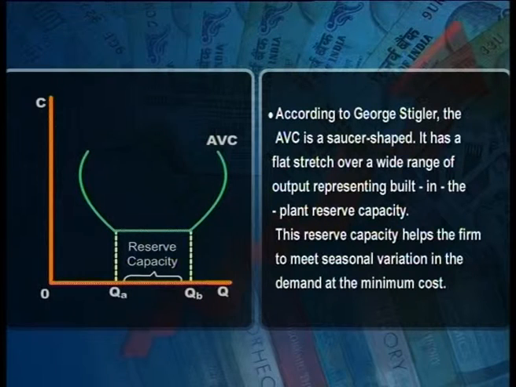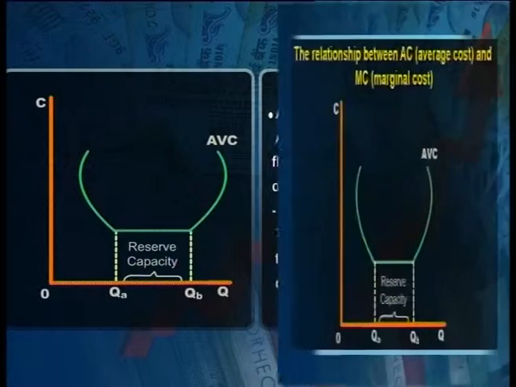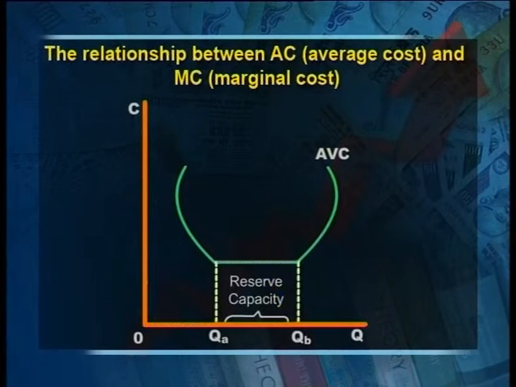According to George Stigler, the average variable cost curve is a saucer-shaped curve. It has a flat stretch over a wide range of output, representing built-in plant reserve capacity. This reserve capacity helps the firm to meet seasonal variation in the demand at the minimum cost. Let us understand this with the help of a graph.